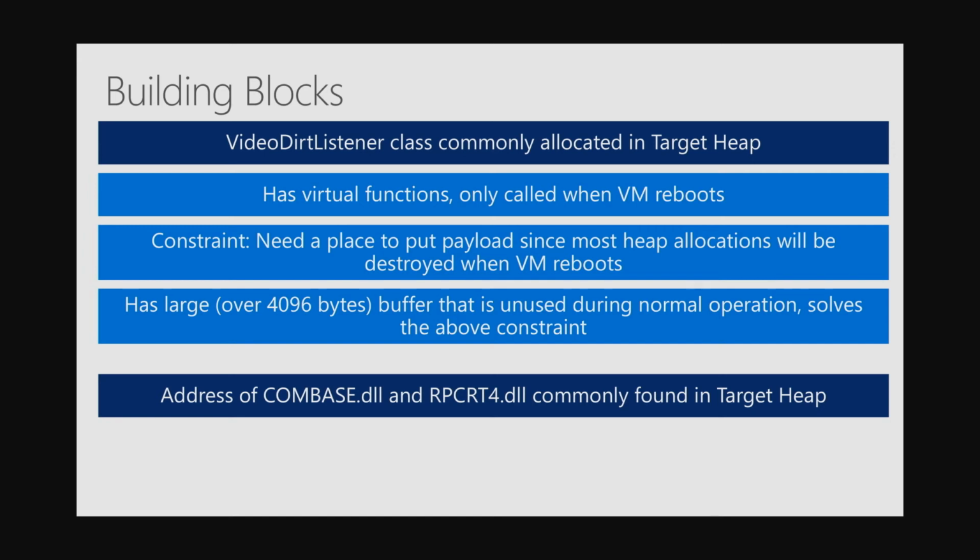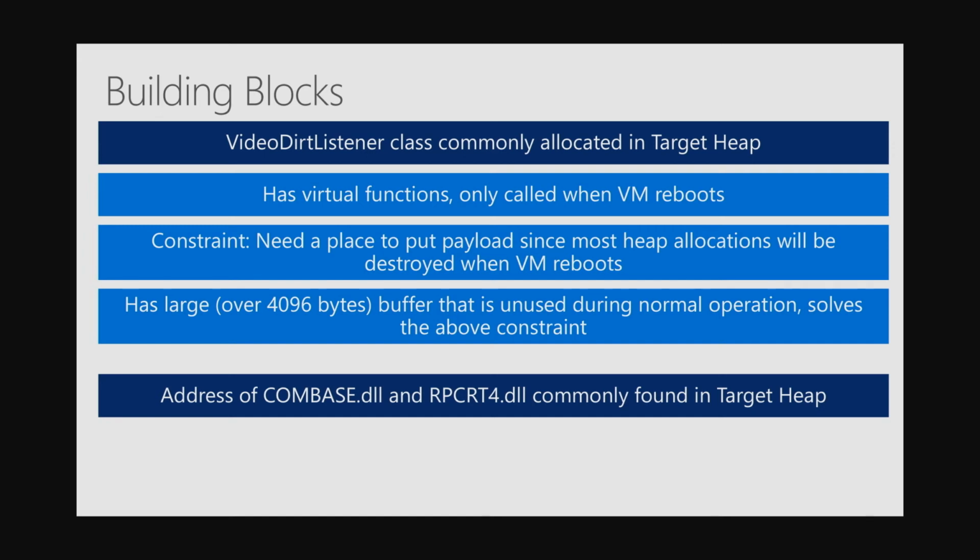One of the first things I found was this class. It's called the VideoDirtListener. One really amazing thing about this class is that it's allocated in the target heap, so I can corrupt it. Great, that's my first requirement, right? Another nice thing about this class is that it has virtual functions. Now, one downside is that those virtual functions are only triggered when the virtual machine reboots. So I once again have this situation where I need to reboot the VM to trigger things. But that's okay, I can work with it.